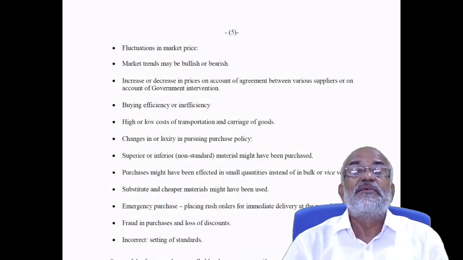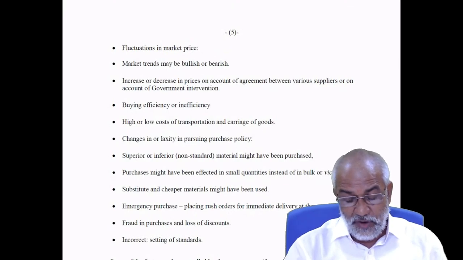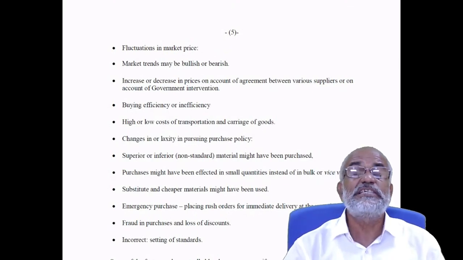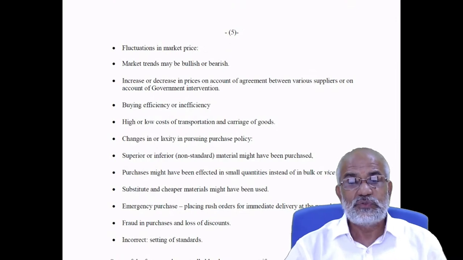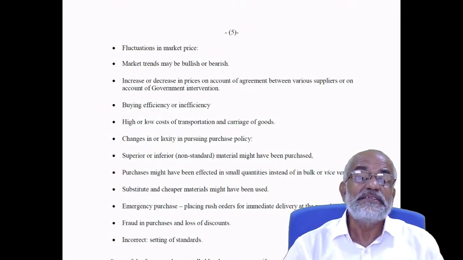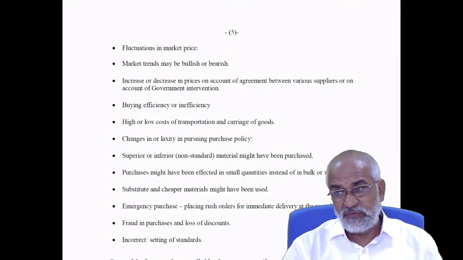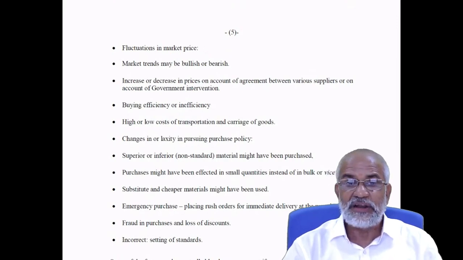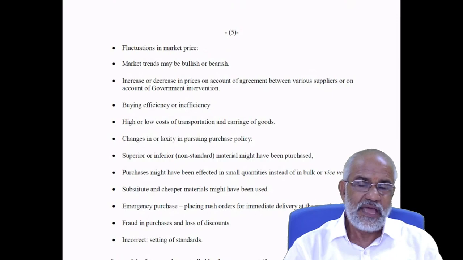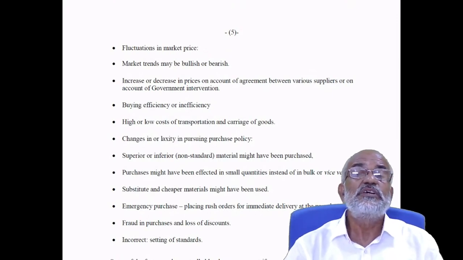The first reason is fluctuations in market price. If for a particular product the market price is fluctuating, then it may lead to direct material price variance. The second reason is market trends, which may be bullish or bearish. That means in case of capital market, if there is a sizable fall or rise in the pricing of the product, then it will result in the direct material price variance.